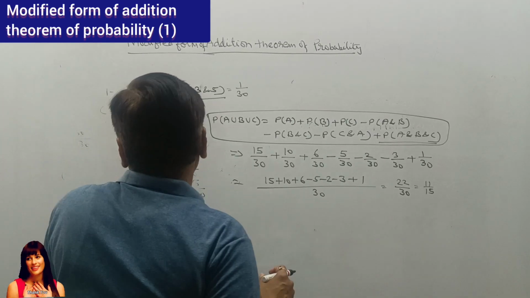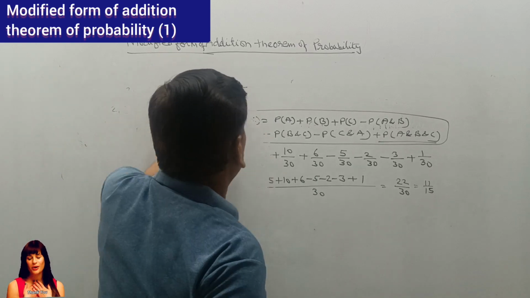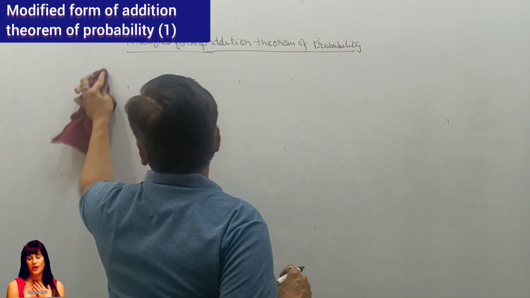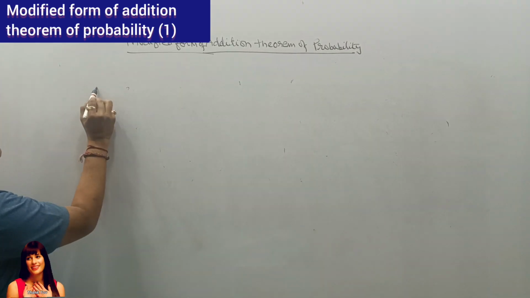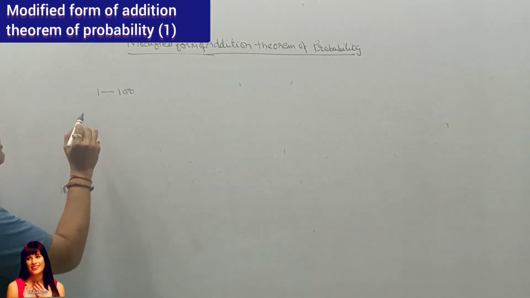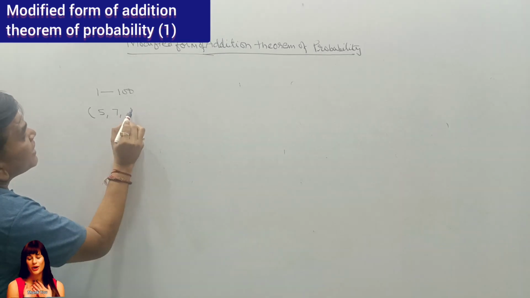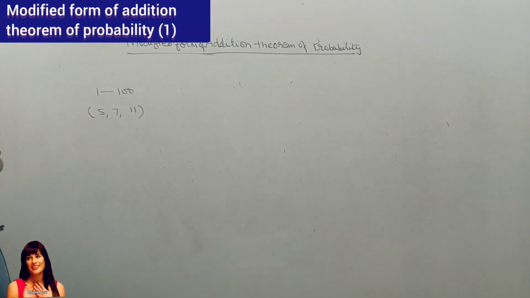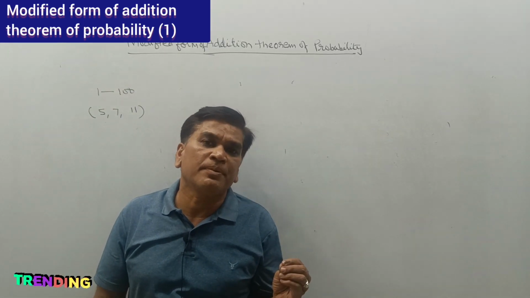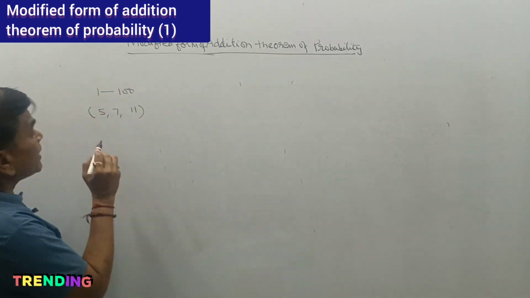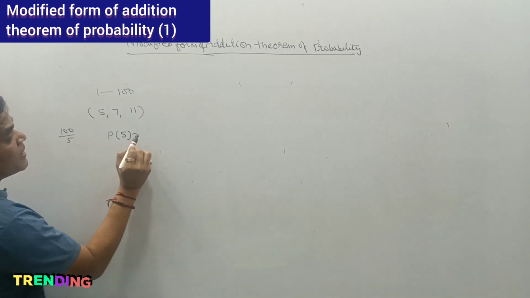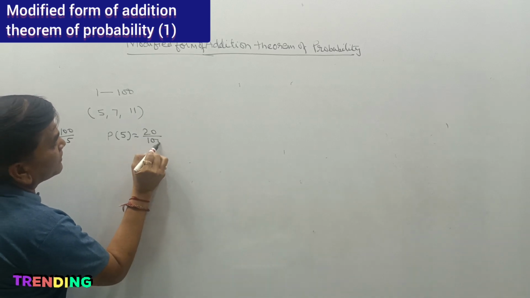One more question related to this, so we will have perfection on this topic. Suppose this is the question: from 1 to 100 numbers are there. How many numbers will be divisible with 5, 7 and 11? For divisible with 5, we take 100 divided by 5, that is 20, so 20 upon 100.